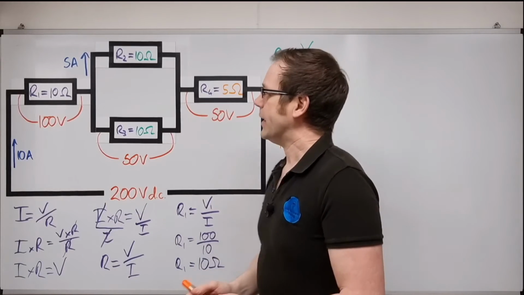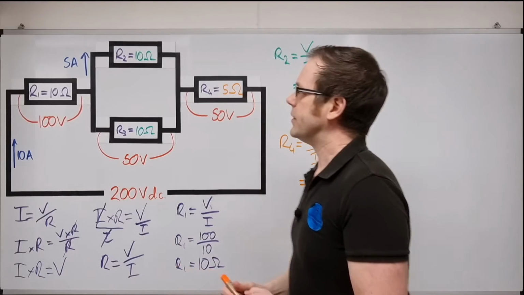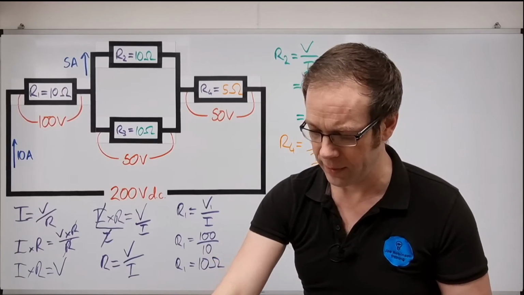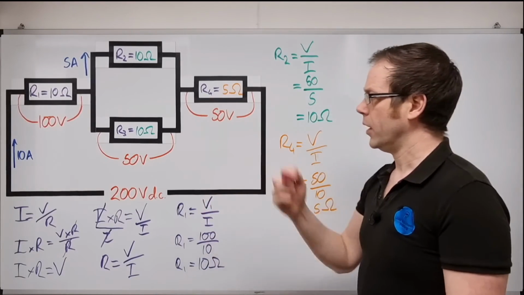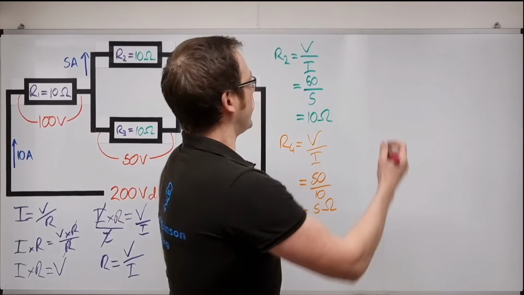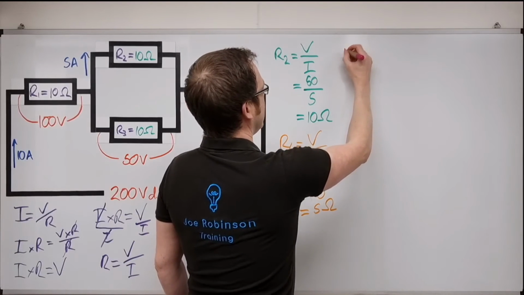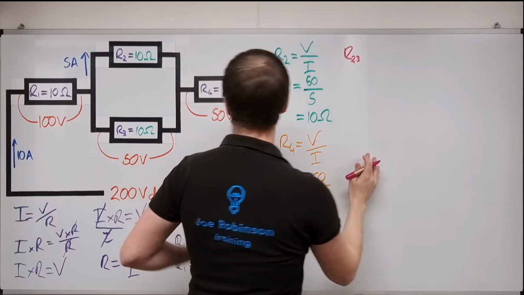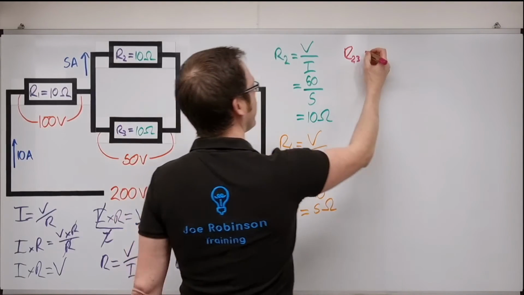Okay, so what will we call this? We'll call this R2,3. Let's get a different pen so that we're keeping it mixed up. I'm going to turn the other way now. So we'll call this R2,3 like that. So this is the total resistance of this parallel part of the circuit.